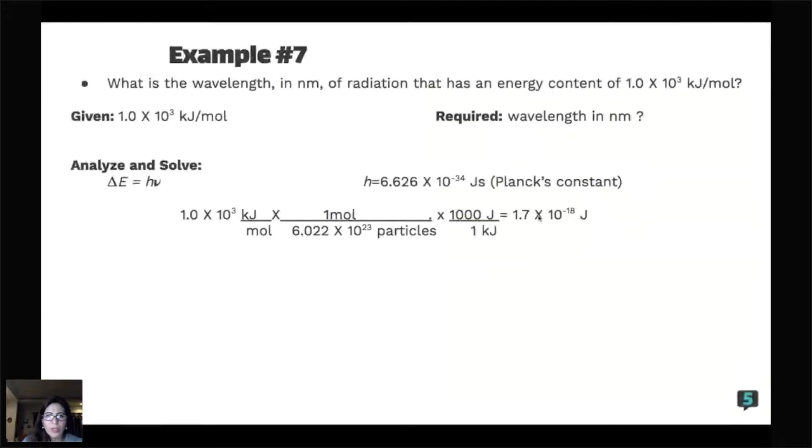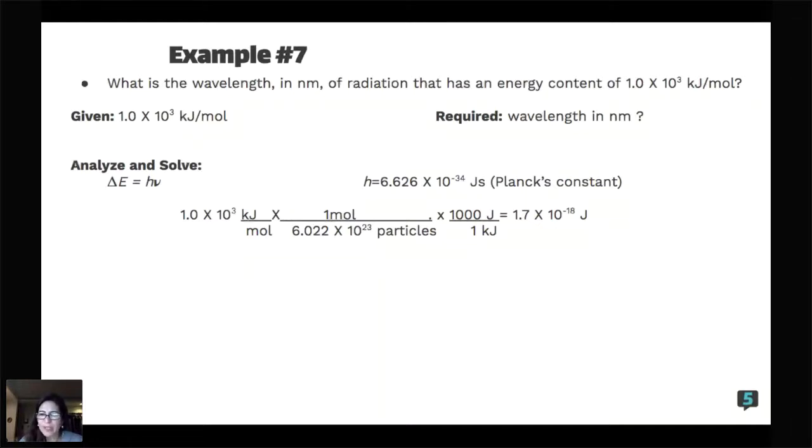Okay, once we change kilojoules per mole to joules, remember that a mole is a unit of quantity in chemistry. Something that we're familiar with is, for example, a dozen. A dozen is 12, right? So if we have a dozen eggs, we will have 12 eggs.